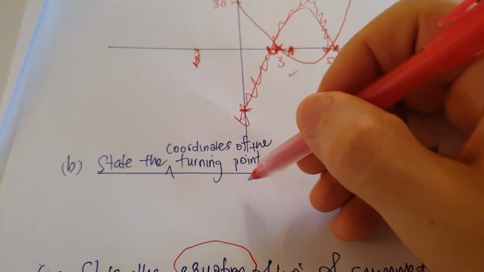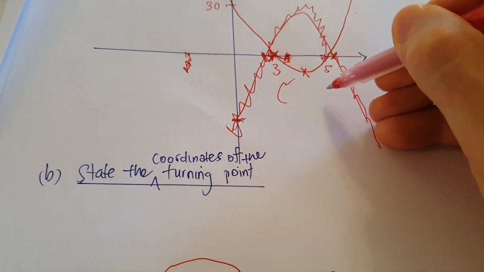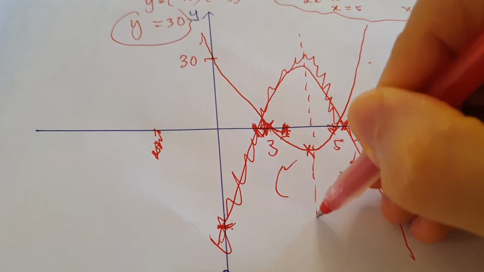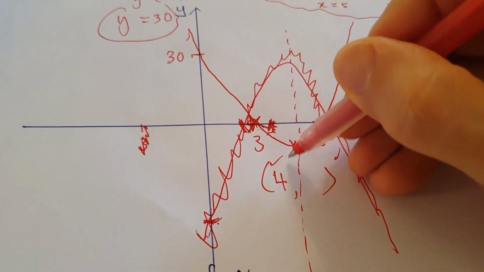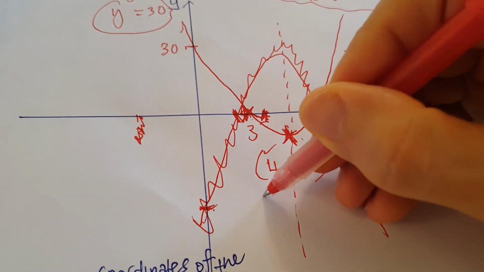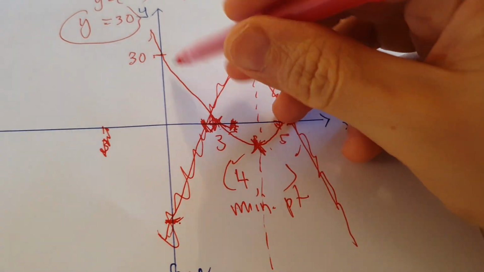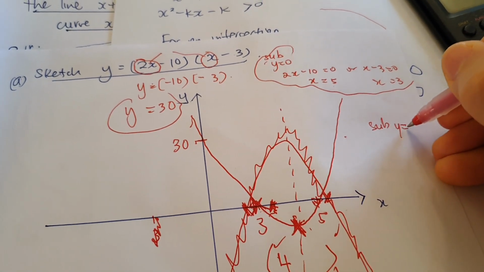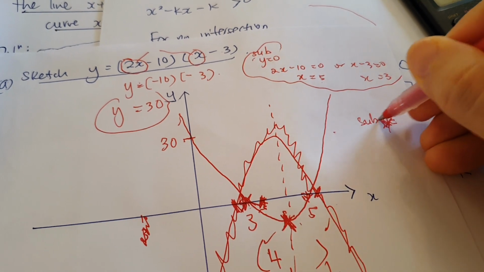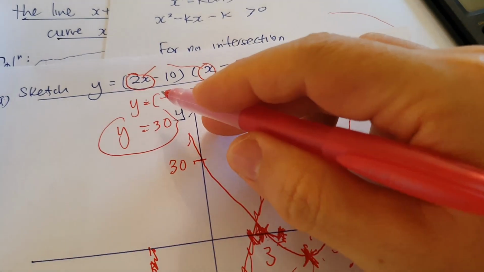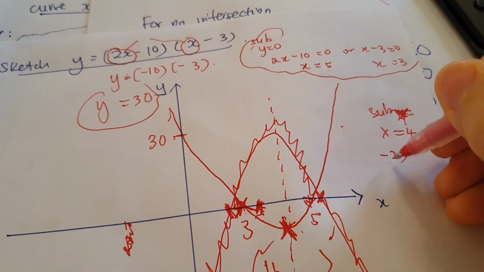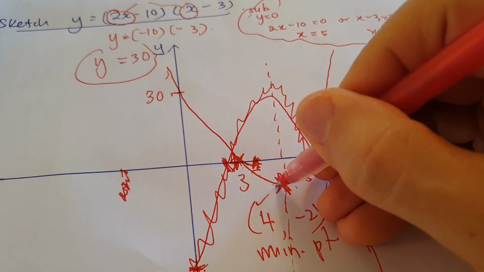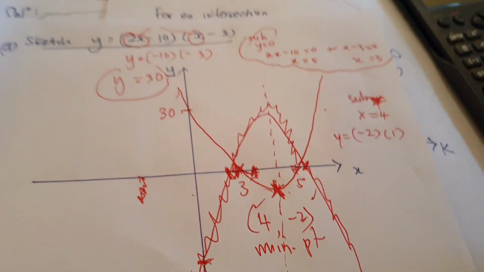But they want you to find the turning point. You see, turning point we haven't found at all. And the equation of line of symmetry we found already, x equals to 4. Okay, so that is this one. Which means that this is 4, something. Now, what is that something? Because this point, the minimum point, lies on the curve, right? It must satisfy the curve equation. So you sub x equals to 4 into here. Okay, then you will get minus 2. So this is actually minus 2. Okay, so that's how you get the curve, right?